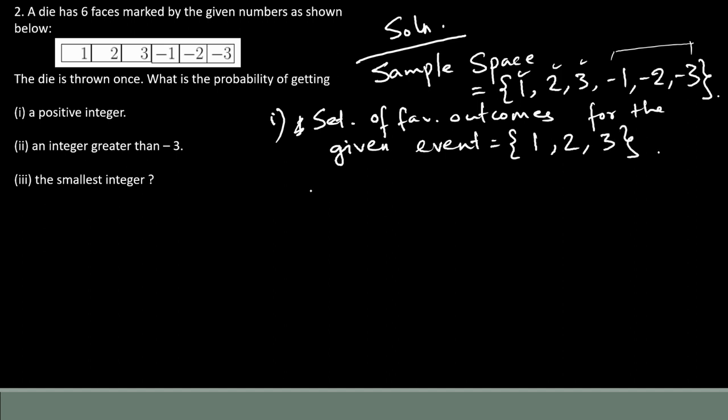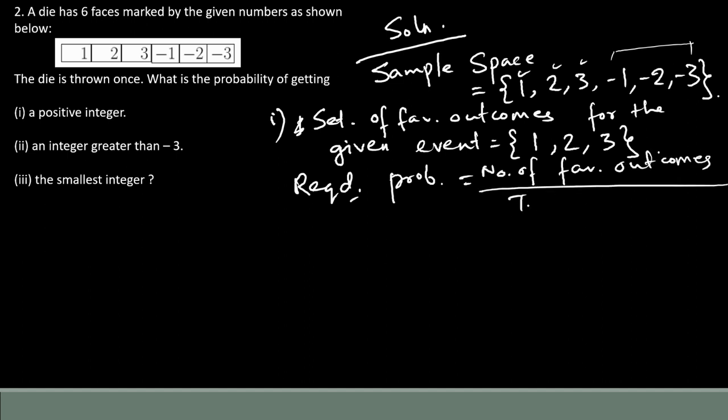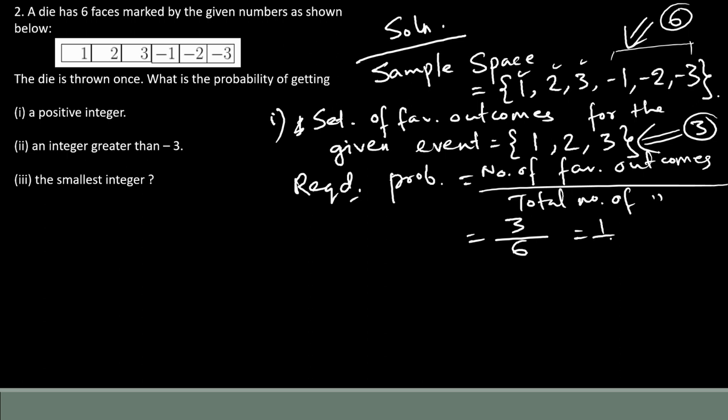And then what is the probability? Required probability is number of favorable outcomes by total number of outcomes. So that will be, what is the favorable number of outcomes? 3. What is the total number of outcomes? 6. So this will be 3 by 6 equals half.